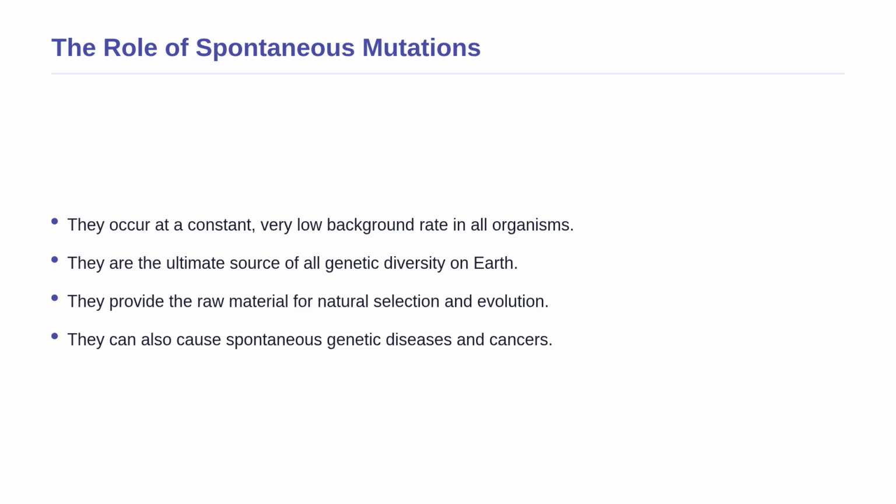Without these random changes, every organism would be a perfect clone of its ancestors, and evolution would completely halt. They provide the raw material upon which natural selection acts, allowing species to adapt to changing environments over millions of years. However, in the short term, they can also be the underlying cause of spontaneous genetic diseases and some forms of cancer.